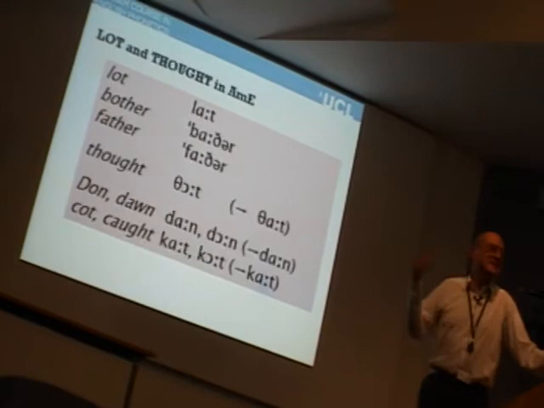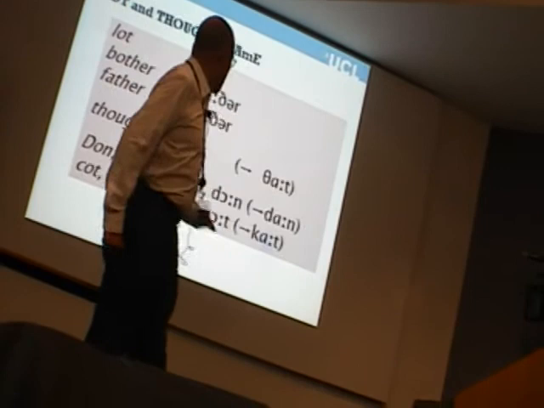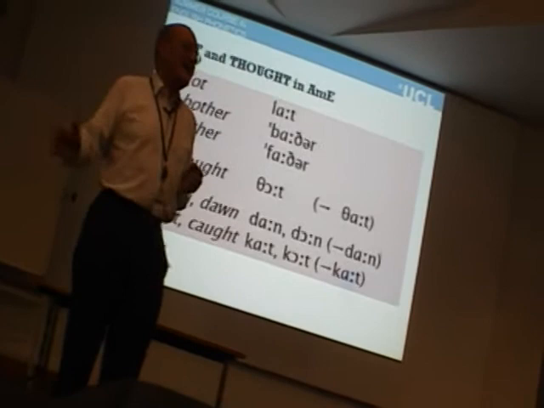So if someone in California introduces themselves to you and says, "Hi, I'm Don," well, if it's a man, it would be Don for Donald. If it's a woman, it'll be Dawn. In the east of the states, they're more likely to say, "Hi, I'm Don," that's a man, or "Hi, I'm Dawn," that's a woman, with a contrast.